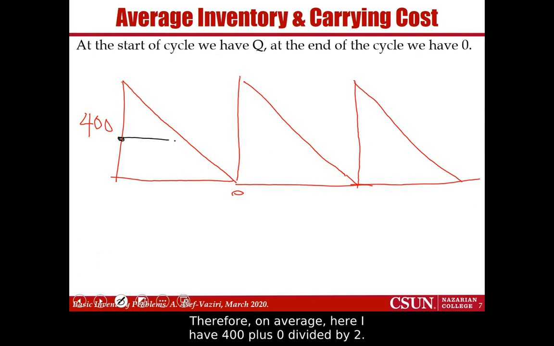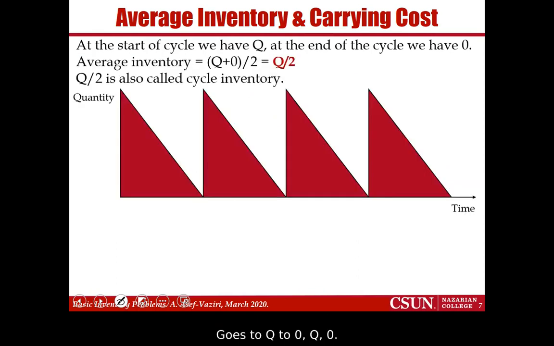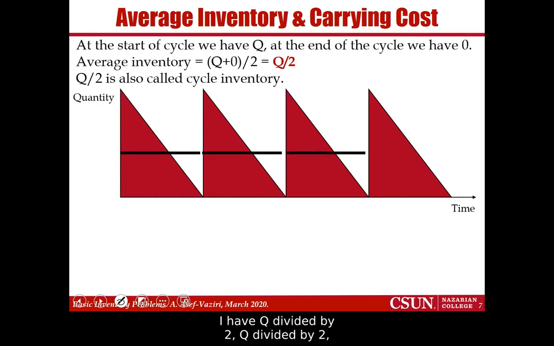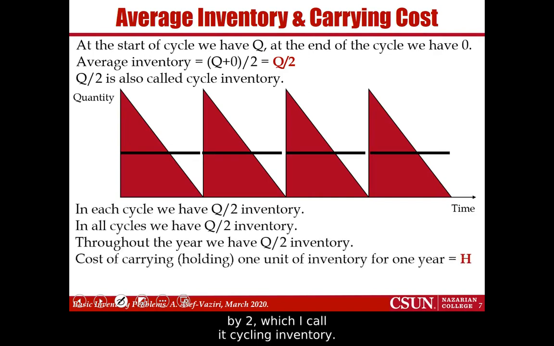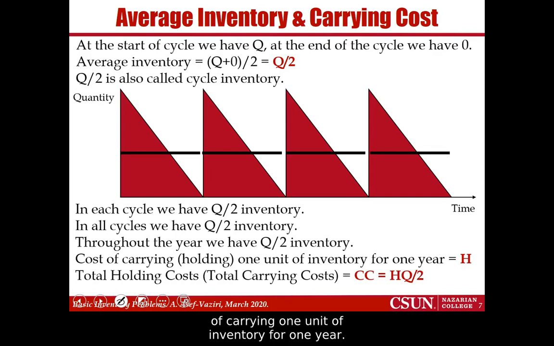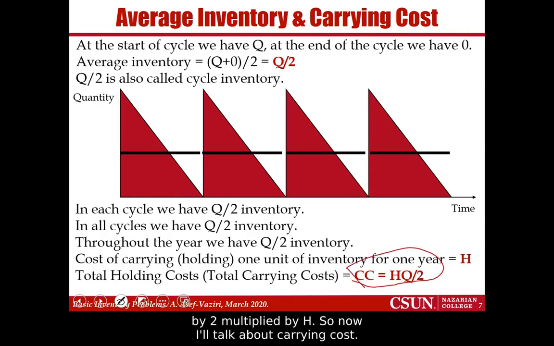Therefore, on average, here I have 400 plus 0 divided by 2, 400 plus 0 divided by 2, 400 plus 0 divided by 2. On average, I have half of what I have ordered. It goes Q to 0, Q, 0, Q, 0. And therefore, on average, in each cycle, I have Q divided by 2. In general, each time I order Q, what I will have is Q divided by 2, which I call cycle inventory. And then I should multiply by H, which is the cost of carrying one unit of inventory for 1 year. Therefore, my carrying cost would be equal to Q divided by 2 multiplied by H.